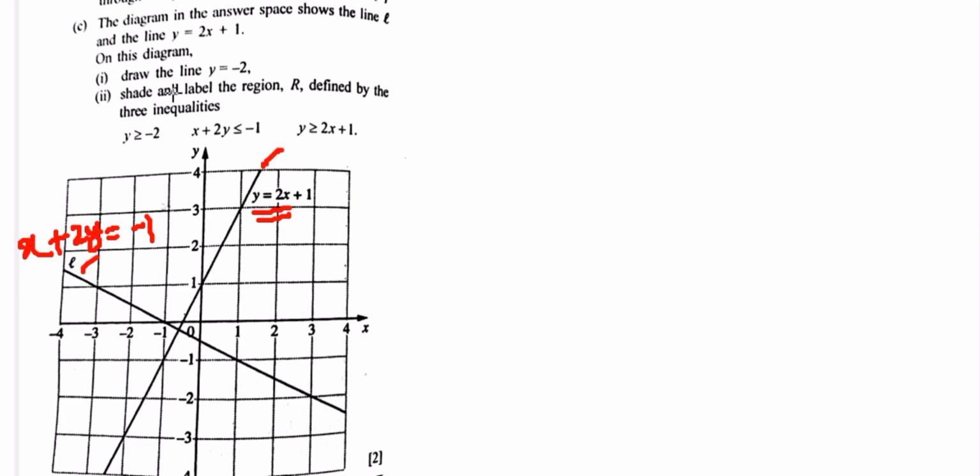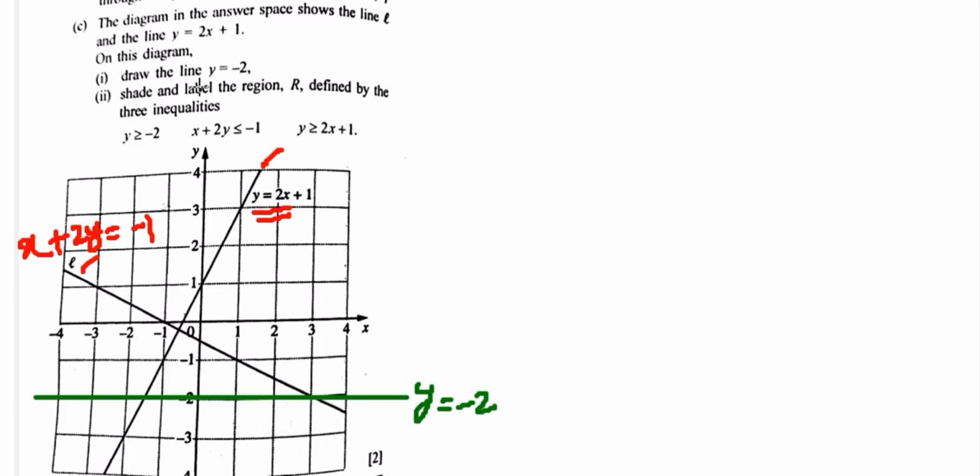Draw the line y is equal to minus 2. As you know, the line y is equal to minus 2 is a horizontal line. Where is minus 2? This point represents minus 2. So the line y is equal to minus 2 is a horizontal line. So this represents y is equal to minus 2. This is the line y is equal to minus 2.